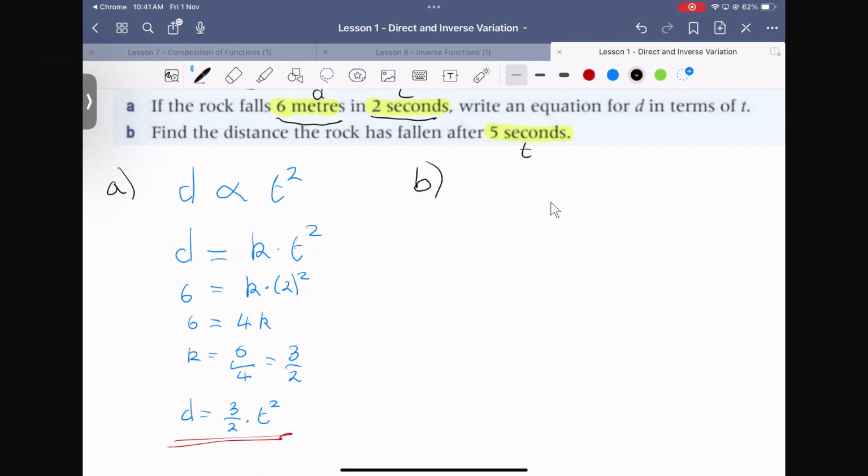So we can use the formula we made in the previous part in order to insert our new value, which is 5. We're going to get 3 over 2 times 25. 3 times 25 is 75 over 2. I think that's about 37.5. You can use a calculator here if you wish. Meters. Reread the question. Find the distance. I found a distance, 37.5 meters. That seems like I've done the right thing.